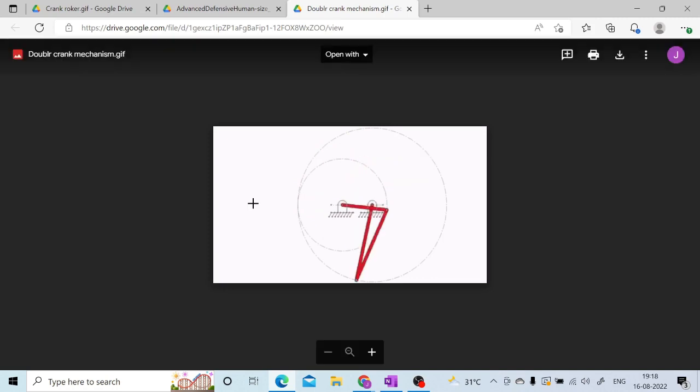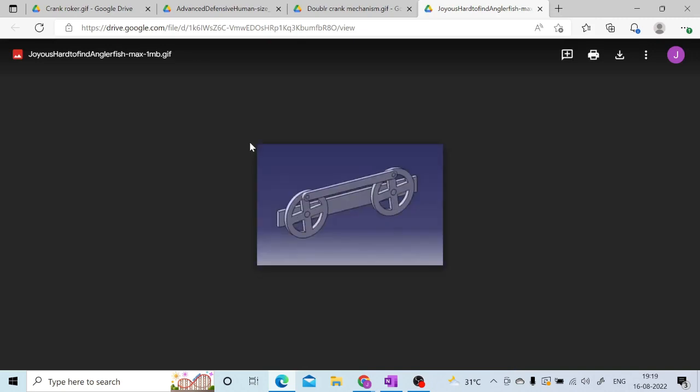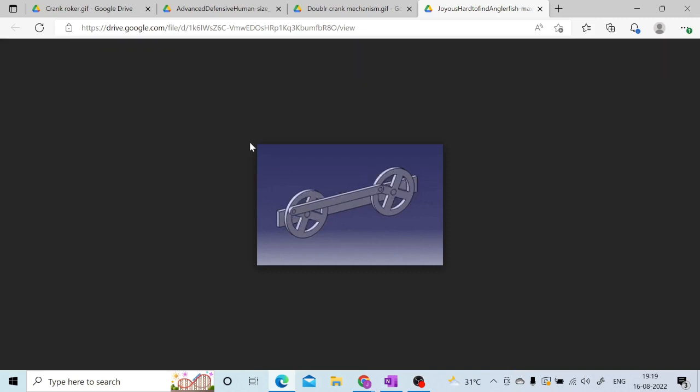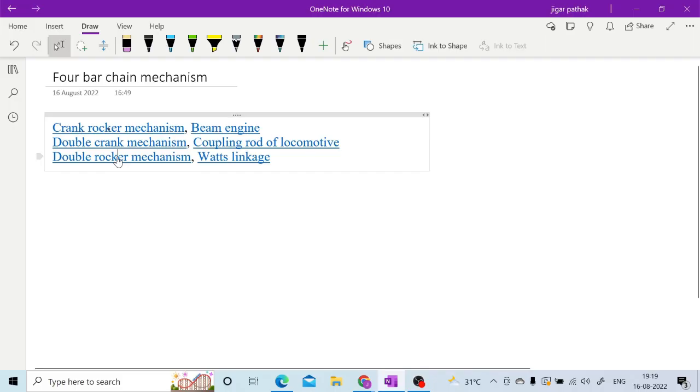So where this particular mechanism is used is in the coupling rod of a locomotive, right? If you see on your screen, you can see the coupling rod of a locomotive. Here in this coupling rod of a locomotive also, you will have two of your links having the full rotation. So this is how you can have the second one's application.